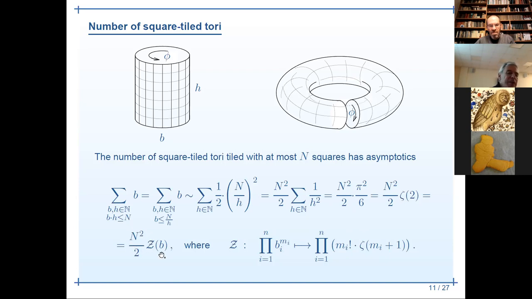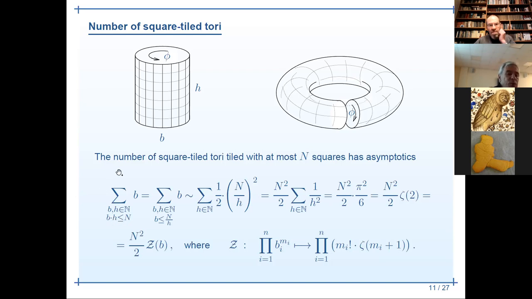Now I claim that if B is not a single variable, but multivariable, so if B is B1, B2, B3, et cetera, and H is also multivariable, H1, H2, et cetera, when they're say K cylinders, this condition BH should be considered as a scalar product, B1 H1 plus B2 H2, et cetera, which is the total area of the surface.